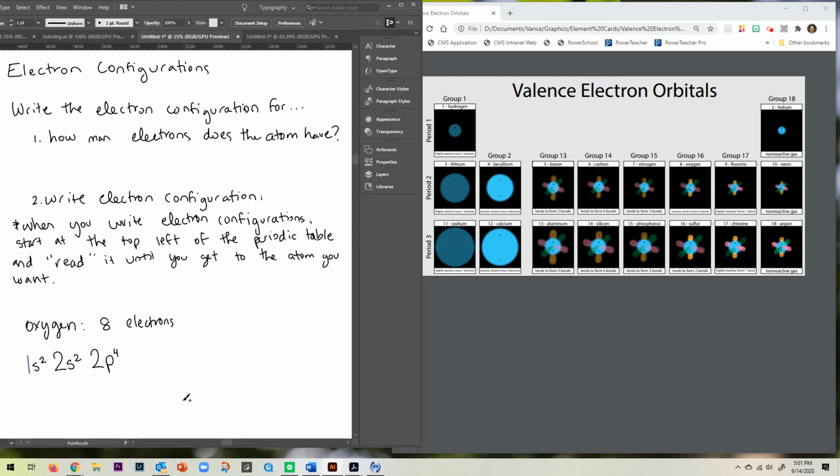Okay? Let's make sure that that makes sense. There are 2 electrons here, plus 2 more is 4, plus 4 is 8. That's it. I'm done. That's my electron configuration for oxygen.